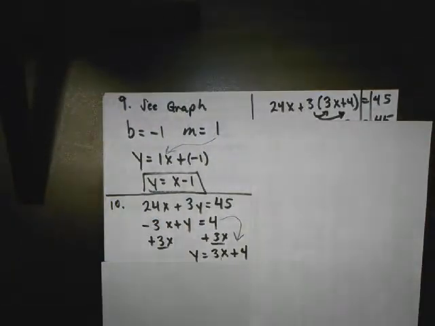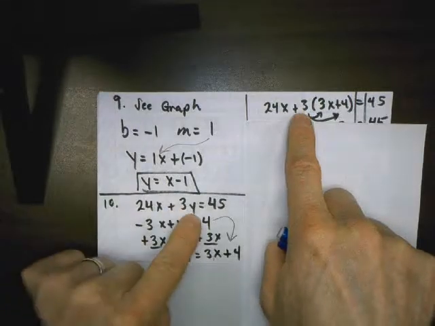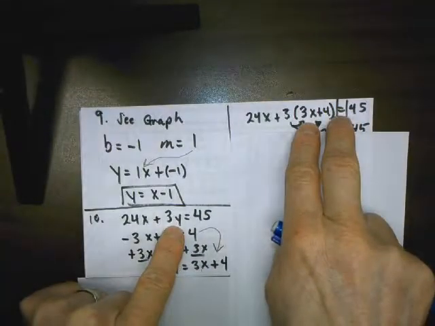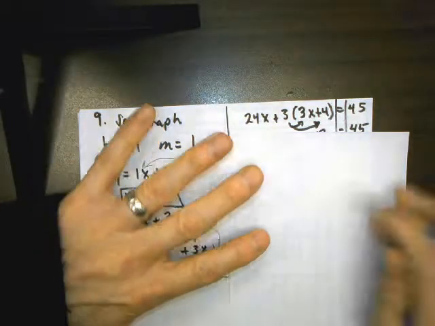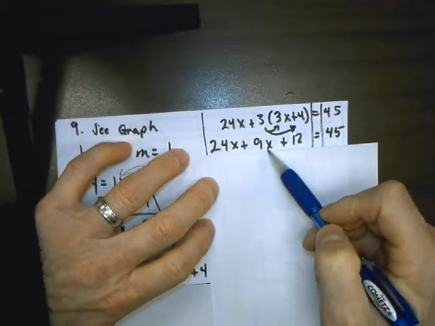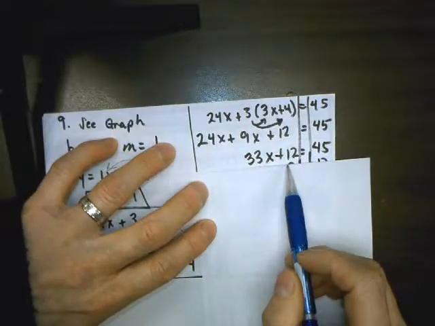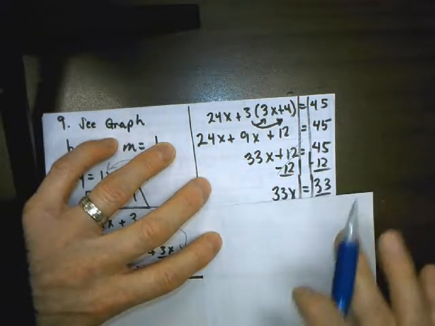So I rewrite that top equation, 24x plus 3 times y. Now remember, y is all this, so I put all this instead of y in parentheses, and then I copy the rest. So I've intersected these two now algebraically, and I go ahead and distribute. 3 times 3x is 9x, 3 times 4 is 12. Combine like terms. Now I isolate the variable. I work farthest away from the variable first, doing inverse operations, and I see that x is 1.